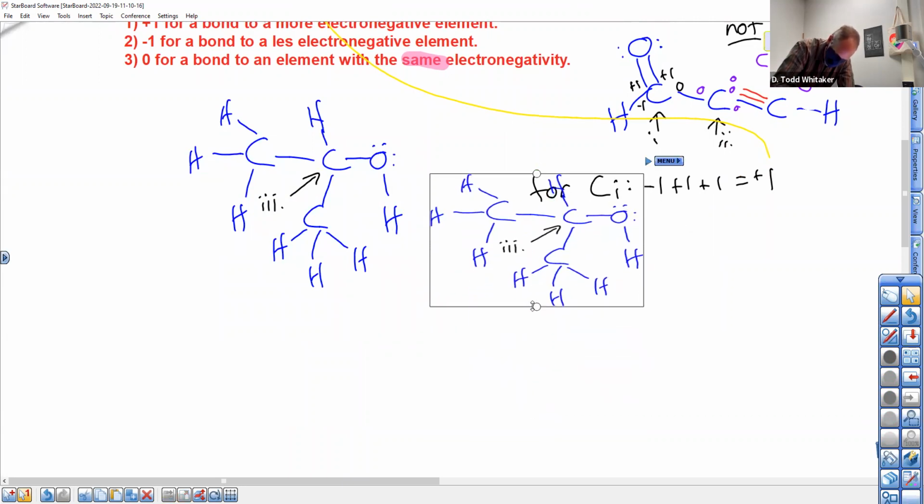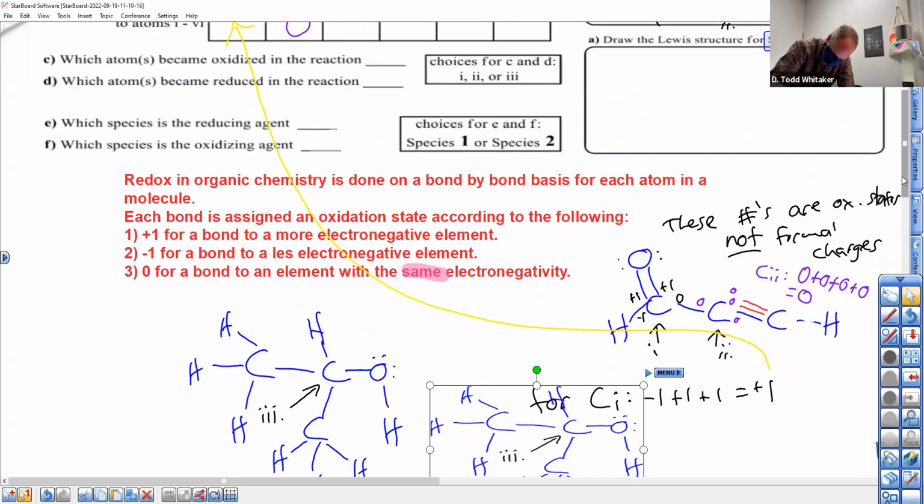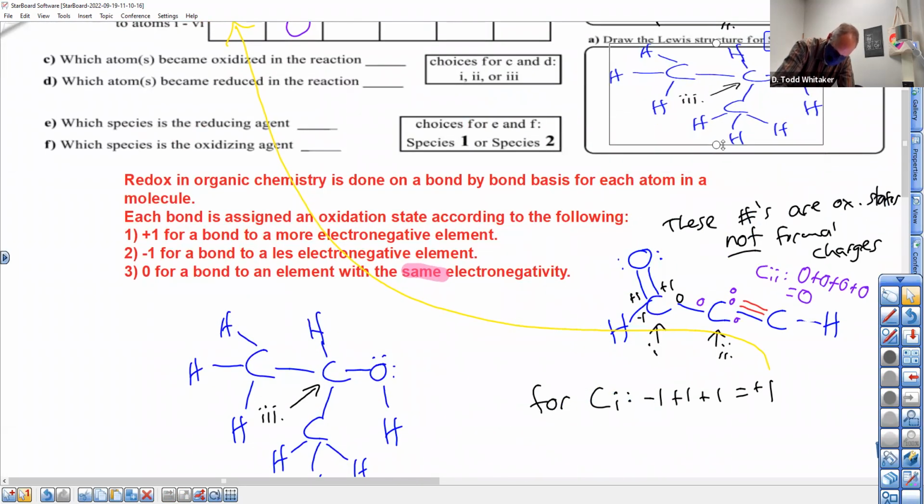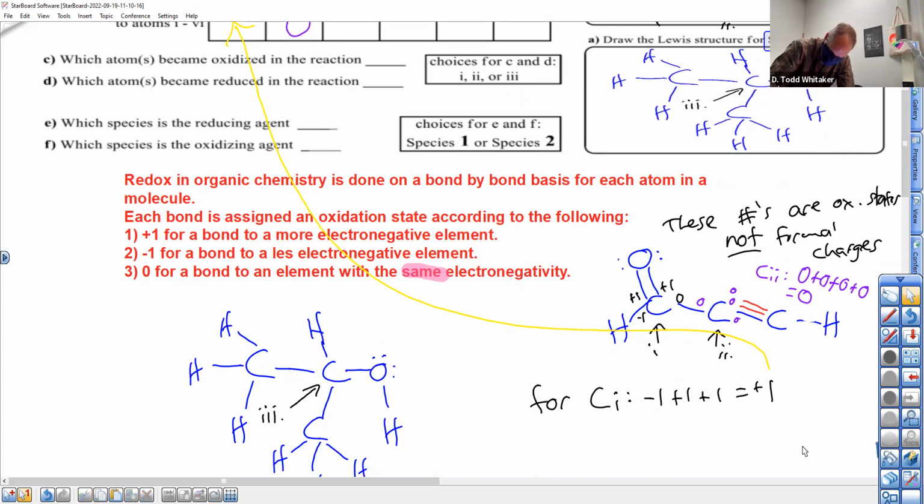Shrink. Shrink. Didn't shrink enough. There we go. Let's do the 4 numbers down here. You get 0s for bonds to C. You get a -1 for a bond to H. How come? Because H is less electronegative, a little bit. H is less electronegative than C. We're doing C, Roman numeral III. And what about a bond to a more electronegative O? It's another 0, isn't it?